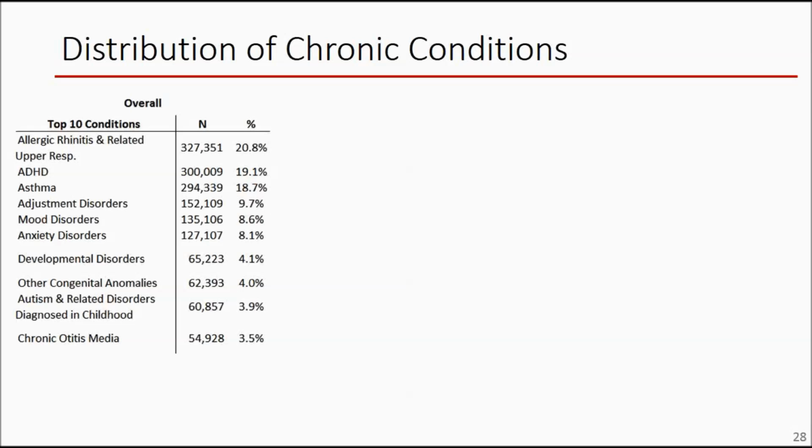ADHD was very high, about 19%. Then you have a set of other mental health conditions or diagnoses. Mood disorders is a composite of depressive and bipolar disorders. Anxiety, developmental disorders are things like learning disabilities, congenital anomalies, autism and related, and then chronic ear infection.